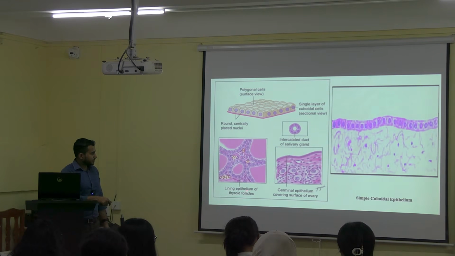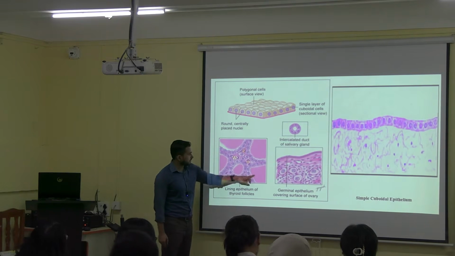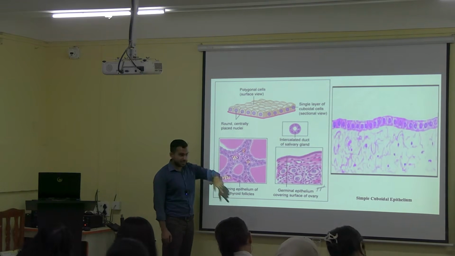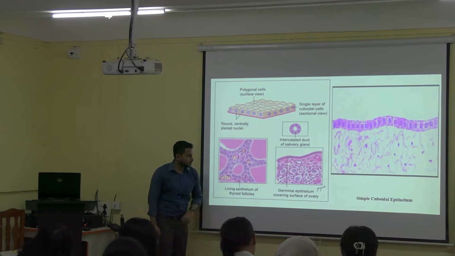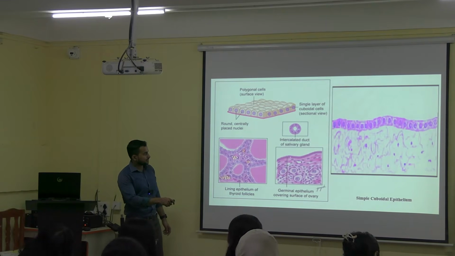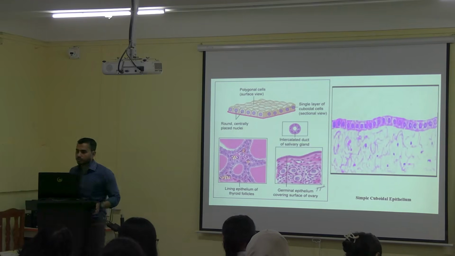So you can see the lining epithelium of the thyroid follicle. See, these are the follicles. This is one follicle, this is one follicle, this is one follicle. Inside the follicle, these are the cuboidal epithelium, these are the cuboidal cells. Now here you can see the germinal epithelium of the ovary. It is also made up of simple cuboidal epithelium.